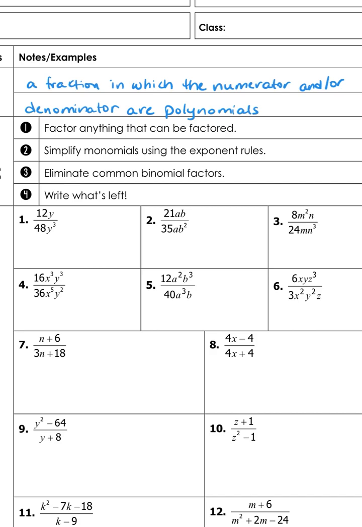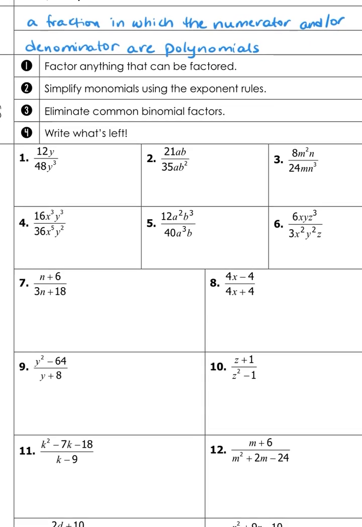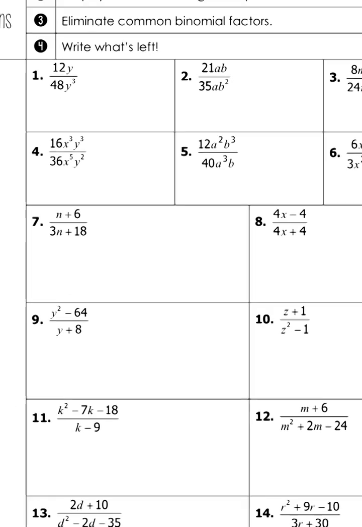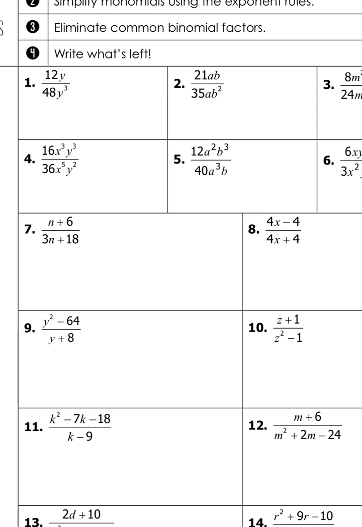Okay, so the steps are to factor anything that can be factored, simplify the monomials using the exponent rules, and then eliminate common binomial factors and write what's left. Okay, so let's look at this. We're going to start by doing probably the odd ones, and you guys are going to come back and do some yourself. So for the first one, I can simplify this into 12 times y on top.